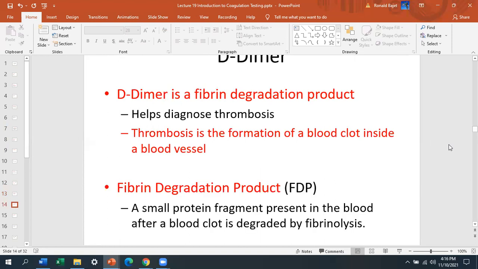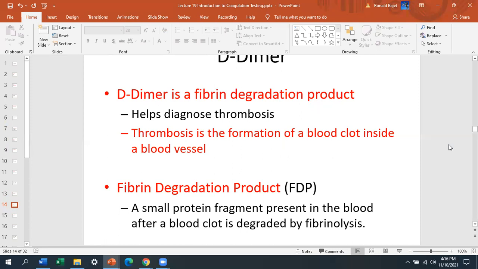D-dimer is a pretty important test. The D-dimer is a fibrin degradation product, and it helps diagnose thrombosis. Thrombosis means the formation of a clot. And that's important because the formation of clot can kill you. It can cause severe problems, significant problems like a stroke or heart attack. Okay. So thrombosis is the formation of a blood clot inside a blood vessel. That's the definition of thrombosis.